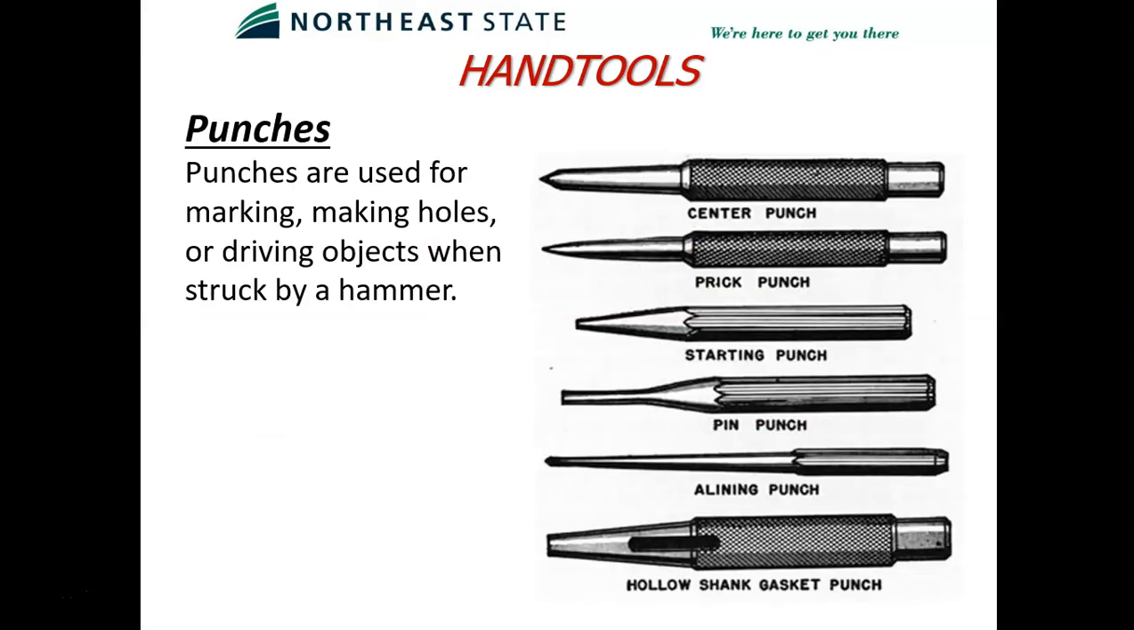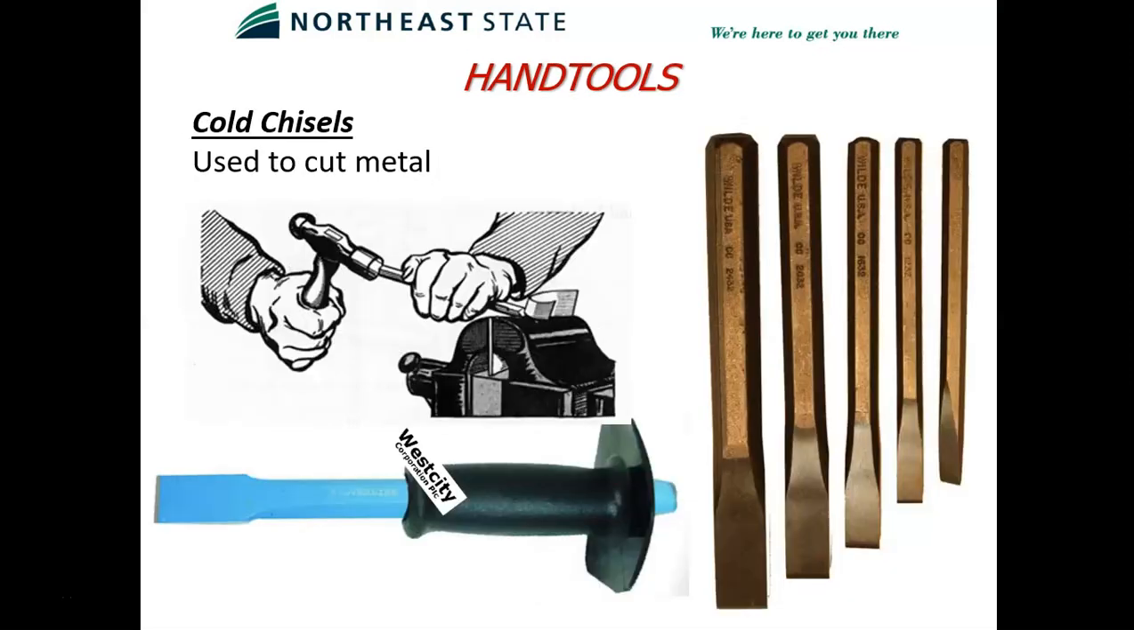So here are some different types of punches. We'll go through all of those. You can see the pictures and they're kind of self-explanatory. Your center punch really is what you're going to be using in the lab. When we start drilling, you'll center punch metal to start a drill bit with. So, cold chisels, these are used to cut steel, cut metal. They're different sizes, different shapes. Kind of self-explanatory.